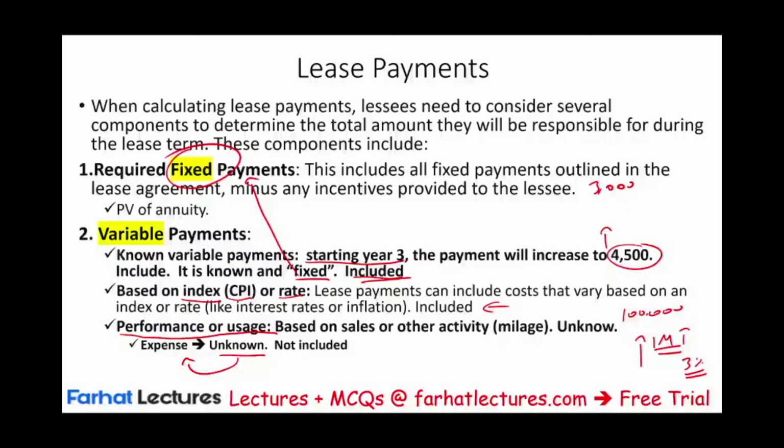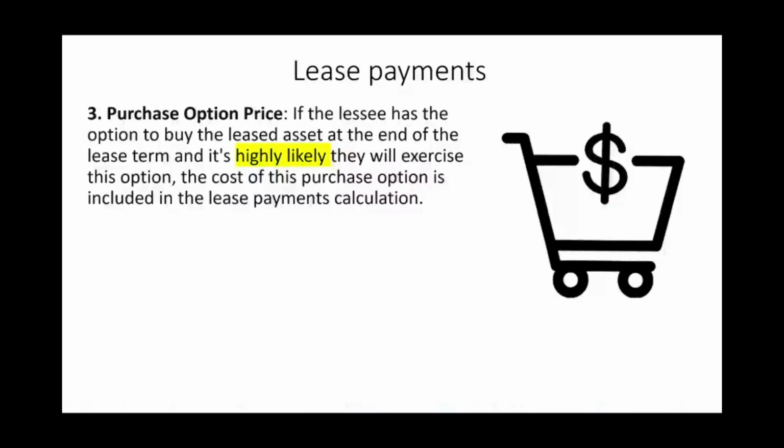So we have fixed payments, we have variable payments. How about if we have a bargain purchase option?